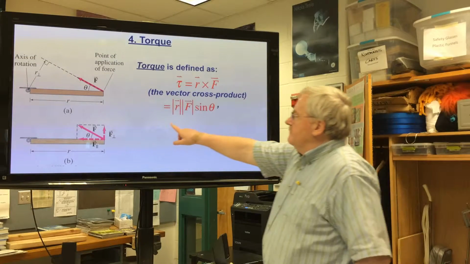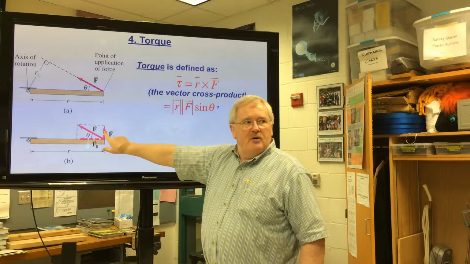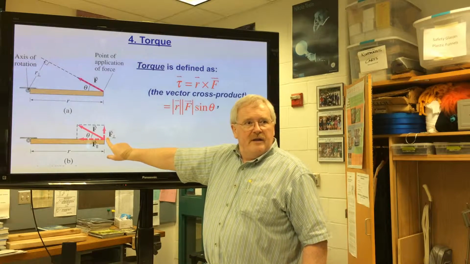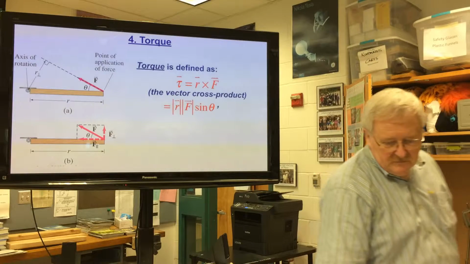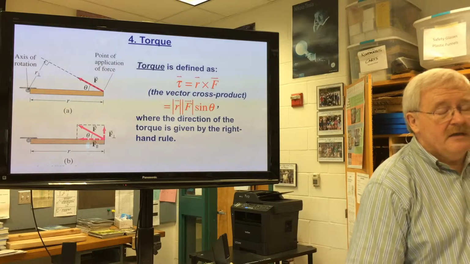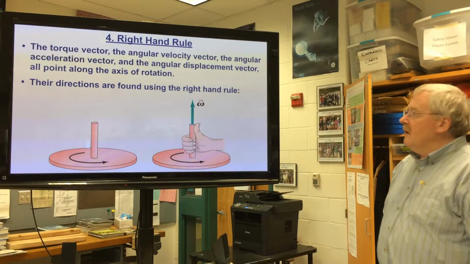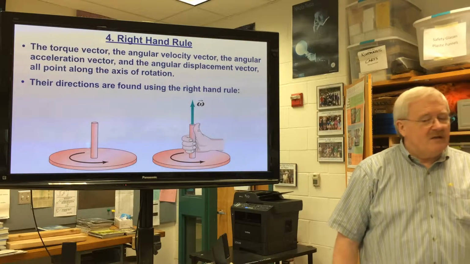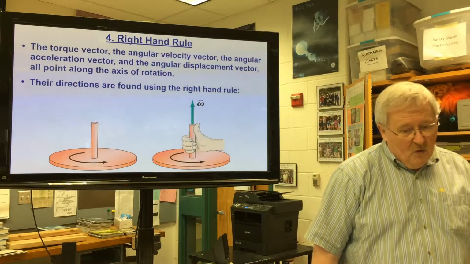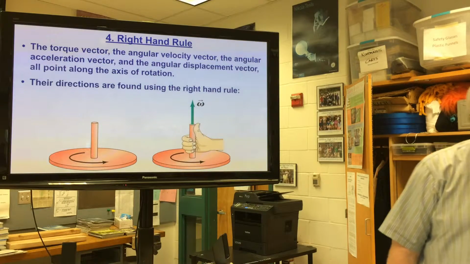So in this case, you can see that really what we're doing is looking for that component of the force which is perpendicular to the lever arm when there's an angle. That's given by the right-hand rule, the direction. So, what do we mean by the right-hand rule and what do we mean by direction? Well, the torque vector, the angular velocity vector, the angular acceleration vector, and the angular displacement vector all point along the axis of rotation. The question is, which direction?